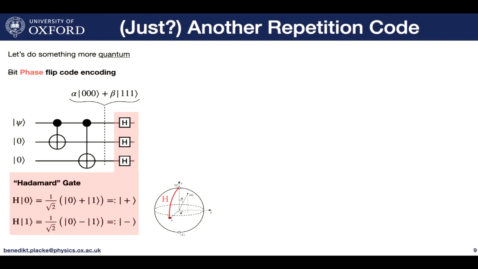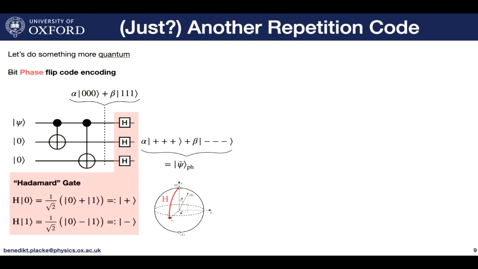So on the Bloch sphere, this is a rotation by 90 degrees around the y-axis. And this is, of course, why it has no equivalent operation on a classical computer, because a classical computer only lives on the poles, right? And now suddenly we are here on the equator of the Bloch sphere.